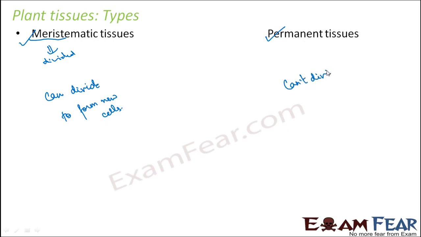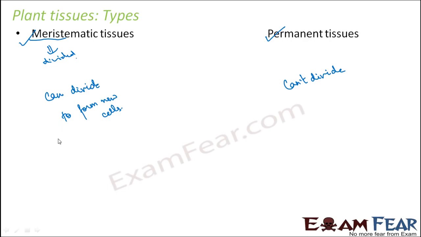So that means cell division takes place in meristematic tissues, but it doesn't take place in permanent tissues, and that is why they are called permanent. It is never going to change because it is never going to divide and form new cells. That is why they are known as permanent tissues. Now again, these tissues can be further classified into various types. Let us quickly see how.